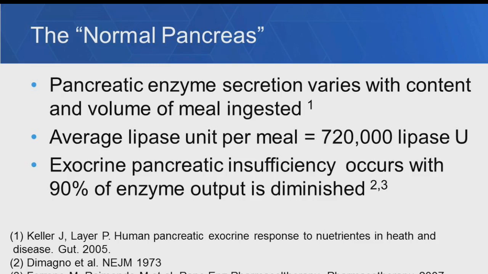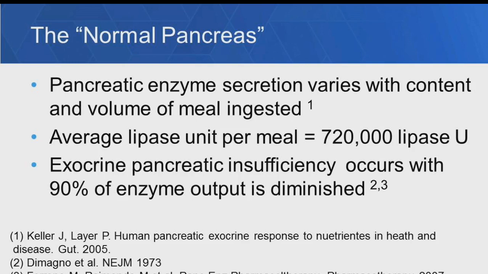So the normal pancreas, this was covered already, but I want to remind you that the amount of enzymes that are being secreted is going to depend on the content and the volume of the meal. The pancreas is going to do its job. The pancreas has a complex sensory and hormonal communication, and it's going to tell the pancreas to make the amount of enzymes that are needed. So now you start to get a sense of how complicated it can be to dose these patients correctly in order to increase the absorption in patients that are not making enough or patients that are blocked and the enzymes are not getting to the right place at the right time.